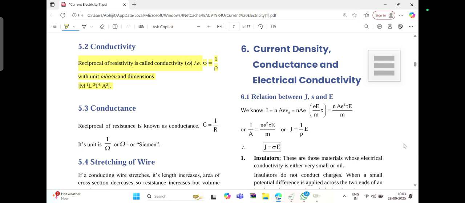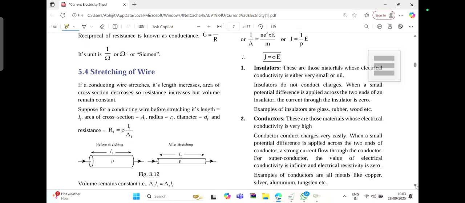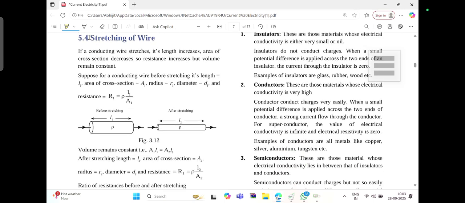Next, that is not specified in your chapters or syllabus also. Now we want to study the stretching of wire. That is the most important thing for your syllabus. If a conducting wire is stretched, its length increases, area of cross section decreases, so resistance increases but volume remains constant.